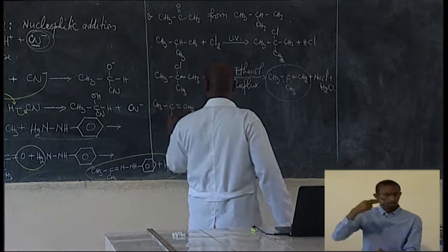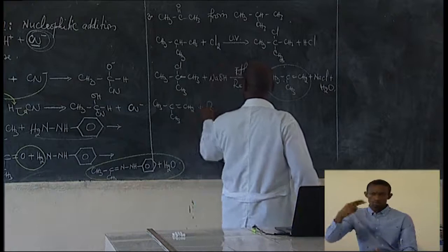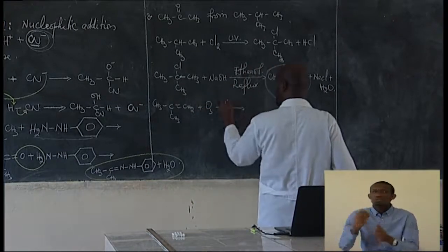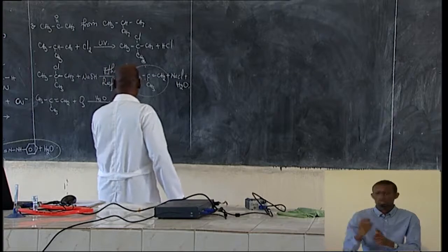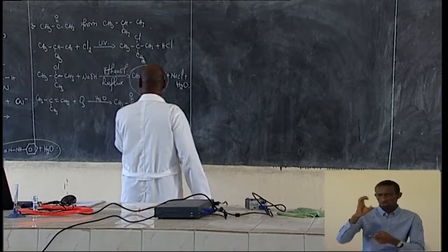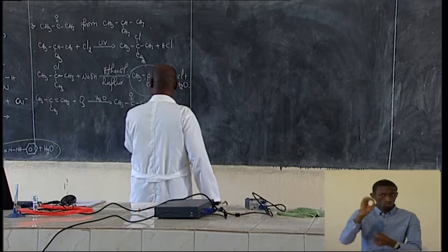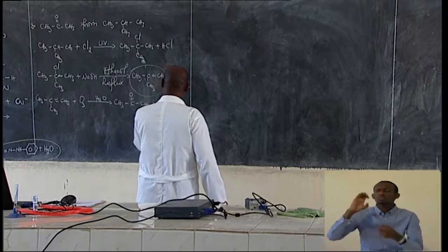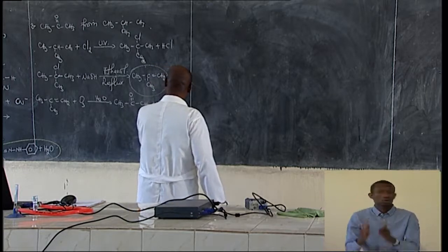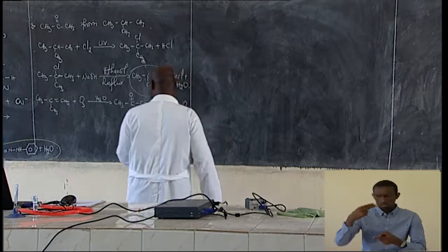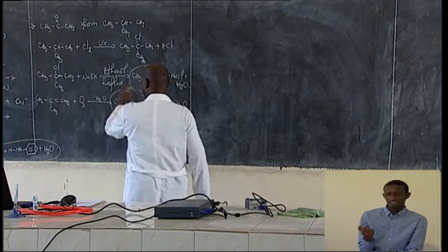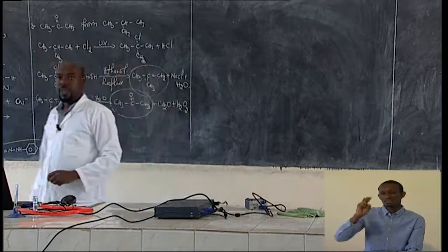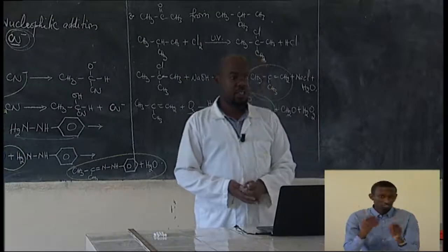CH3CH2CH2 plus O3 in the presence of water. What do we get? We get CH3COCH3 plus CH2O and H2O2, hydrogen peroxide. And here we have the product we wanted. Okay? We have the product we wanted.